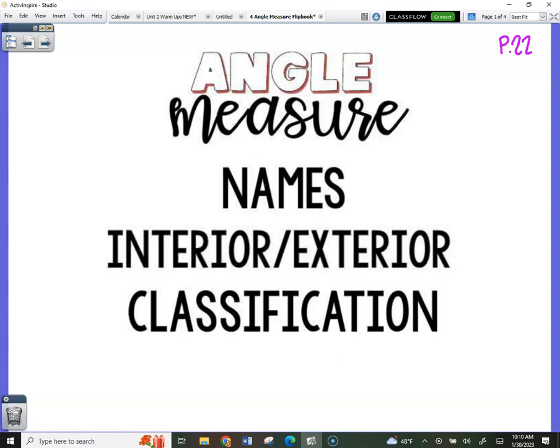Right, this is page 22. We're looking at some very, very basic words describing angle measures. Some of this you already know, but I really liked this flipbook because of the vocab words acute, right, and obtuse, which is the last page. So I decided to go ahead and give it to you.